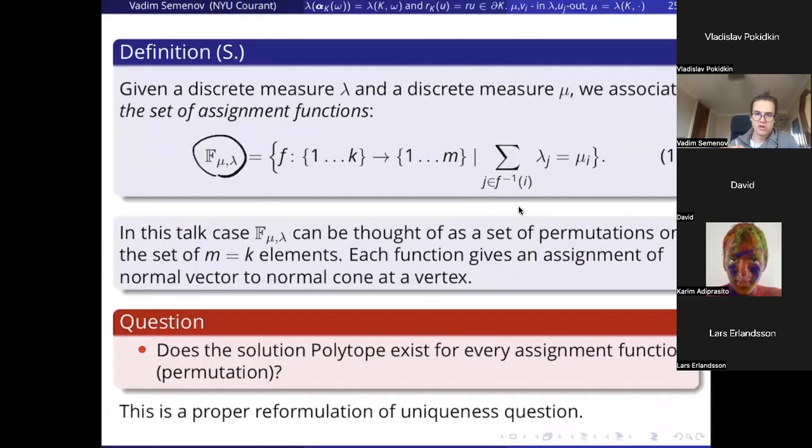And because we will just assume that all of these are 1, this is also 1, and we have the same amount of vectors, these are just going to be permutations. Now the existence question becomes, given a permutation, does there exist a solution? Maybe there are 2 different permutations which give you a solution, or even does there exist a solution to some permutation?